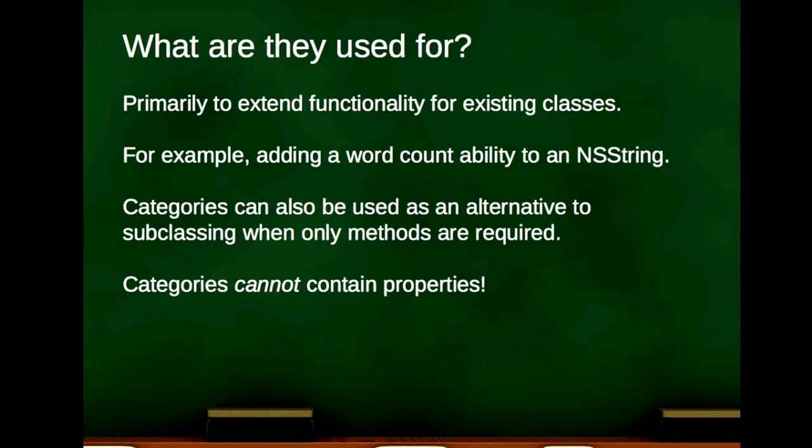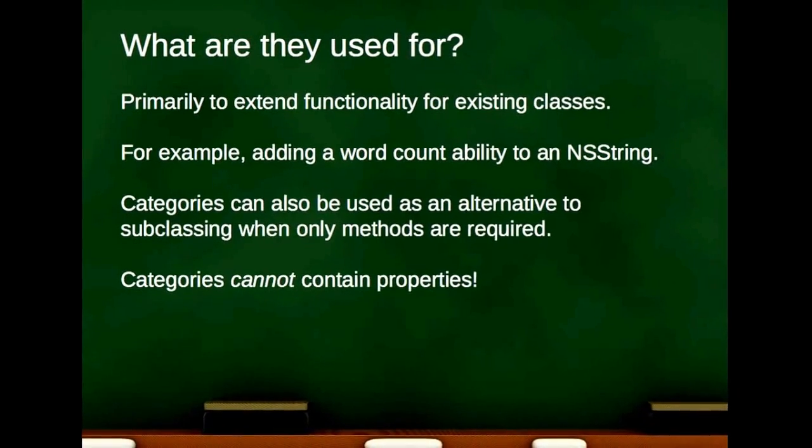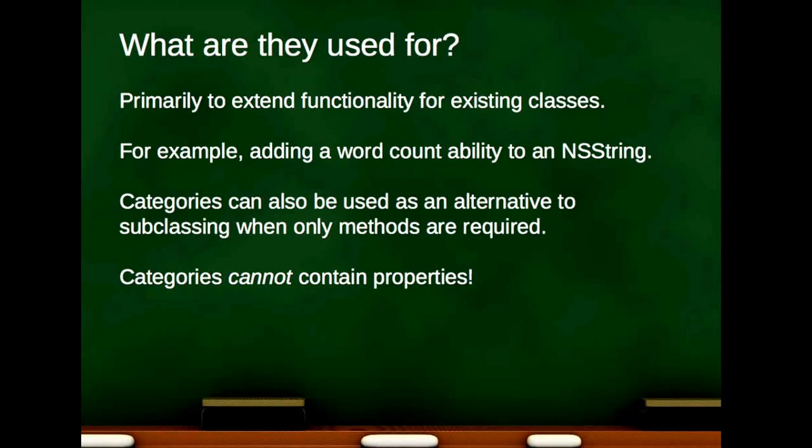So what do we use this for? Well, most importantly, to extend functionality for existing classes. For example, we'd add a word count ability to an NSString, and that's what we do in the demo. But we can also use categories as an alternative to subclassing when we only require methods. Some of our foundation objects are relatively difficult to subclass. There are requirements for subclassing those foundation objects. If all we want to do is add new functionality or add new methods to those classes, then it's usually much easier to use a category rather than subclassing the class.